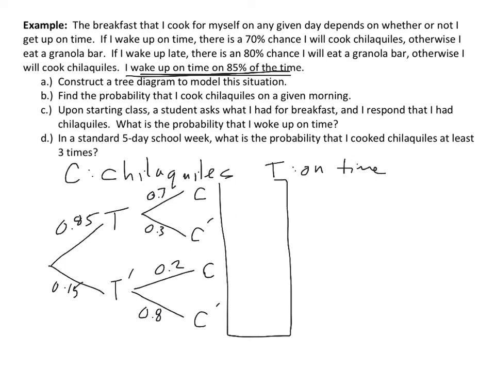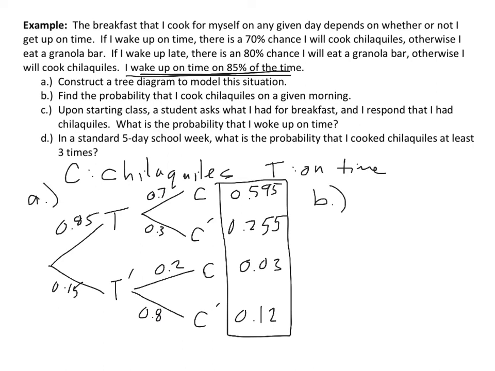Okay? Now that I've got all these branches, the next thing we do is we're supposed to multiply and figure out what these probabilities are that are at the end. So this top branch is 0.595. The second branch is 0.255. The third branch here is 0.03, and the final branch is 0.12. So I figured out what all these things are now. I'm basically done with part A. I've constructed the tree diagram.